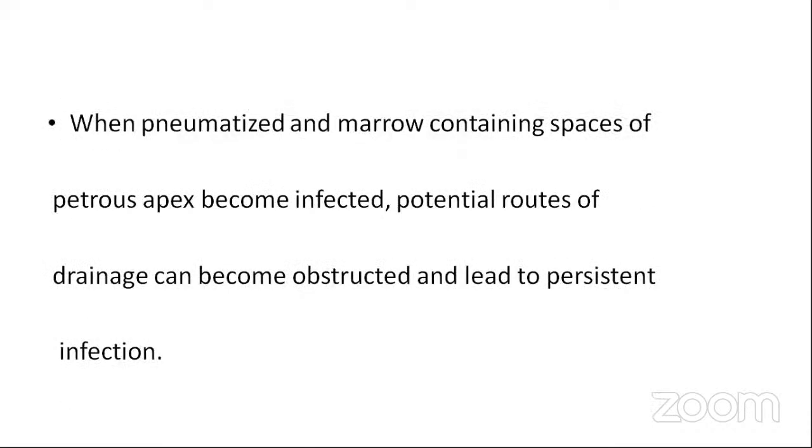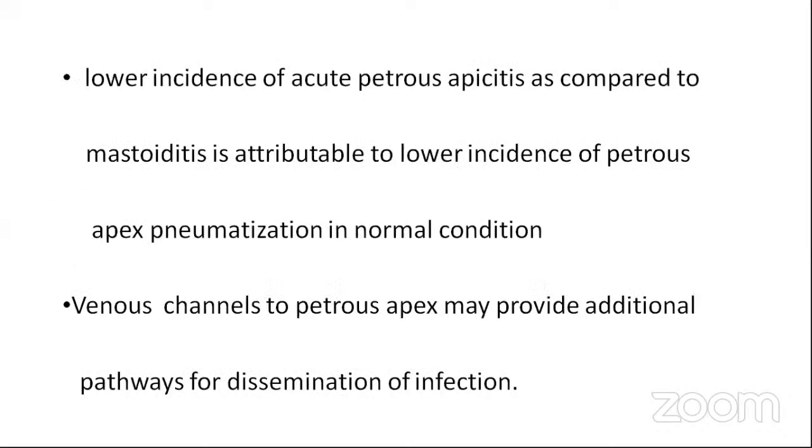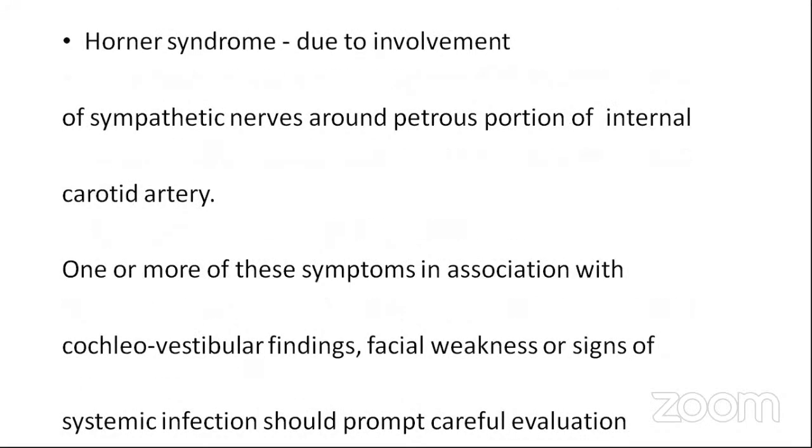When the pneumatized and marrow-containing space of the petrous apex becomes infected, the potential routes of drainage can become obstructed, and this leads to persistent infection. The lower incidence of acute petrous apicitis compared to mastoiditis is attributable to the lower incidence of petrous apex pneumatization. Venous channels to the petrous apex may provide additional pathways for dissemination of infection. There is Horner syndrome with involvement of sympathetic nerves around the petrous portion of the internal carotid artery, and that will be associated with cochleovestibular findings, facial weakness, and signs of systemic infection.